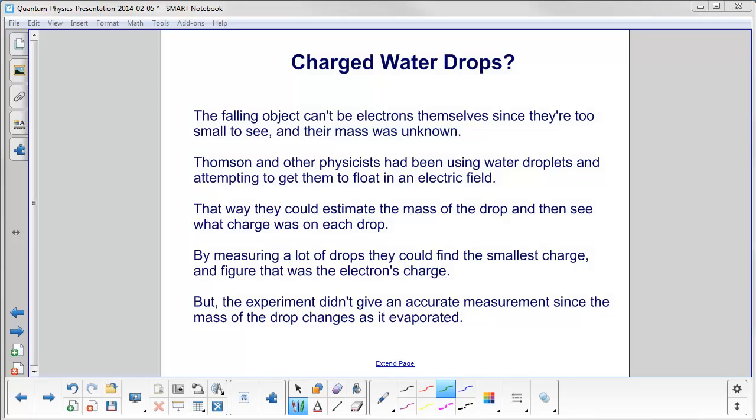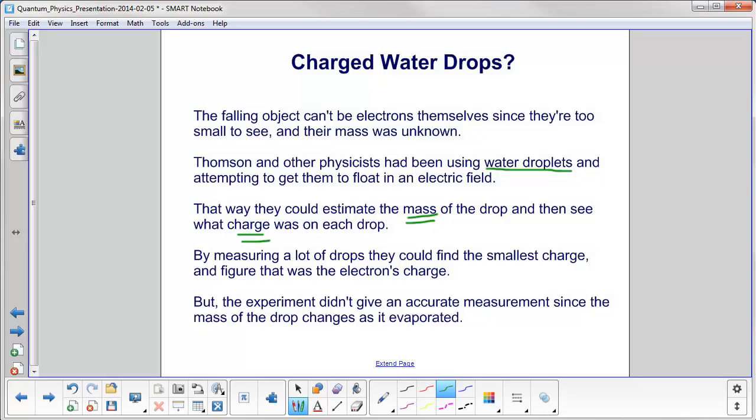So why can't we just get a few electrons and measure them? Well, frankly, because they're too small to see and we don't know their mass. So what Thomson and other physicists decided to do was take water droplets and see if they could get them to float, or again move with a constant velocity with zero acceleration in an electric field. This way they can estimate the mass of each drop and then see what the charge was on each drop.